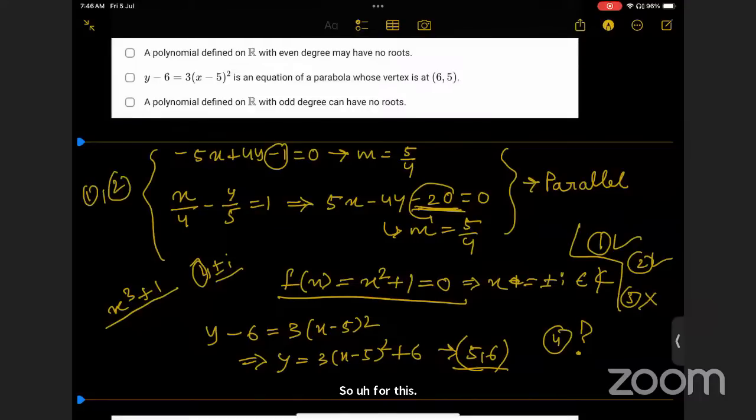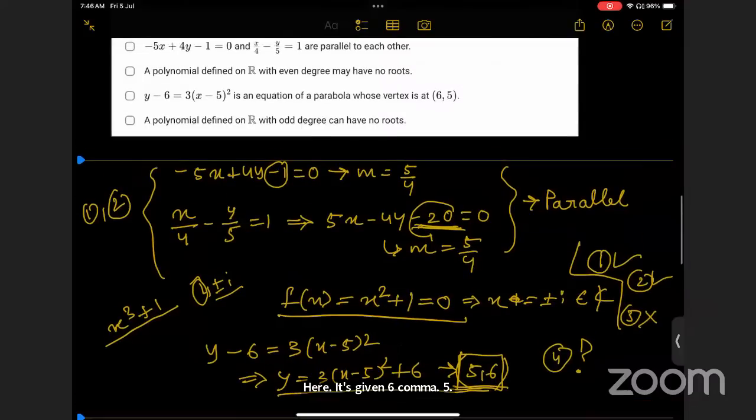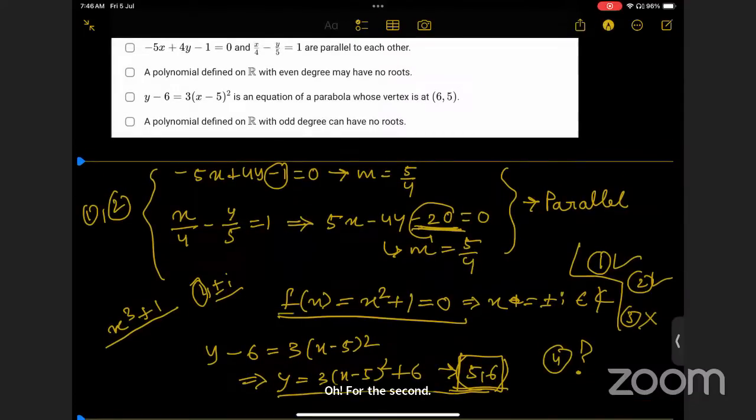Ma'am, can you explain the second option just once, quickly? Okay. For the second option, we have an example, right? This one.